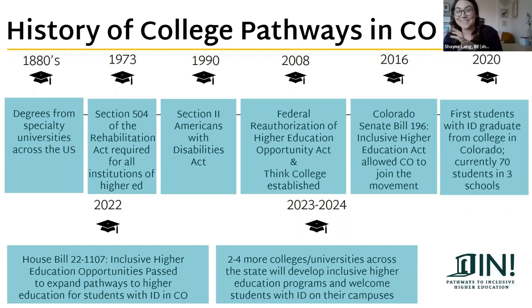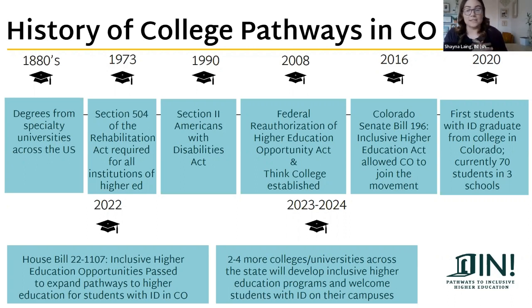It wasn't until 2016 that Colorado jumped in and launched our first pilot programs for students with intellectual disabilities. And now the ball just keeps on rolling. 2020 is when we saw our first graduates, and I'll talk a bit about some of the outcomes we're seeing from them. In 2022, we passed more legislation here in Colorado to add more programs across the state and reach out to rural areas so that students with ID in those communities can also receive the same mutual benefit of being included in college.